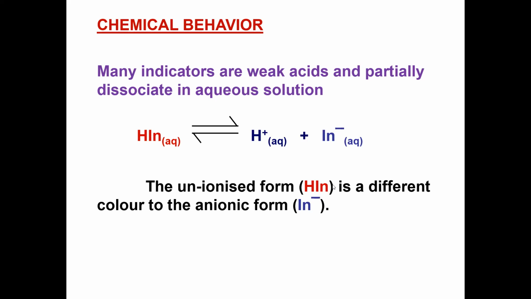Acids are either weak or strong. When we say strong acid, it means it dissociates fully. And when it's a weak acid, it does not dissociate fully, it dissociates partially. So the unionized form is HIn.